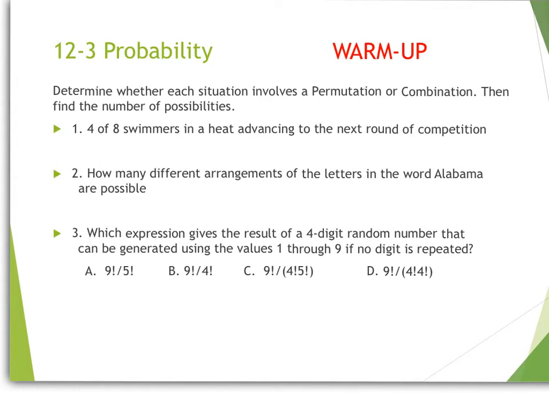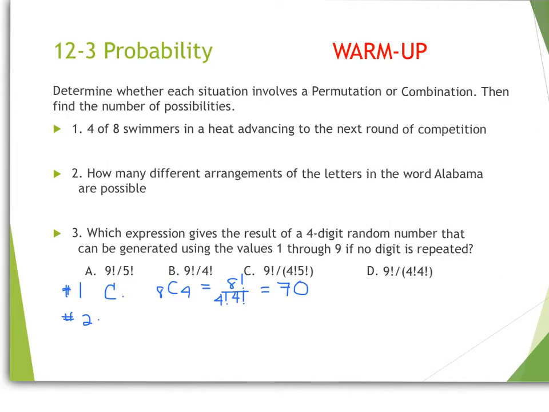So we have 4 of 8 swimmers in a heat advancing to the next round of competition. Number 1 is going to be a combination, because it doesn't matter which 4 they are, we aren't placing them first, second, third, and fourth. So that's going to be 8 choose 4. And when you work that out, that's 8 factorial over 4 factorial times 4 factorial, which turns into 70.